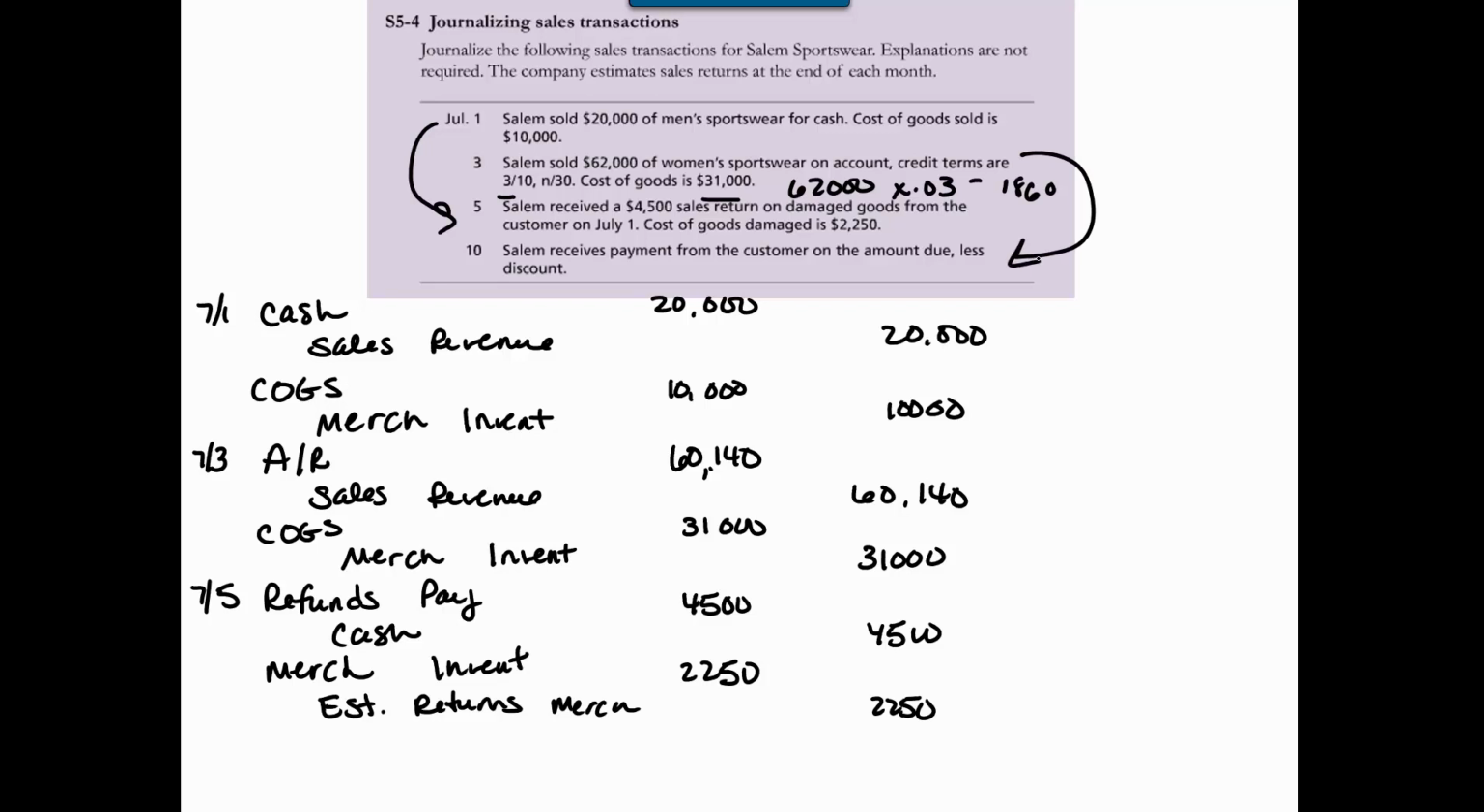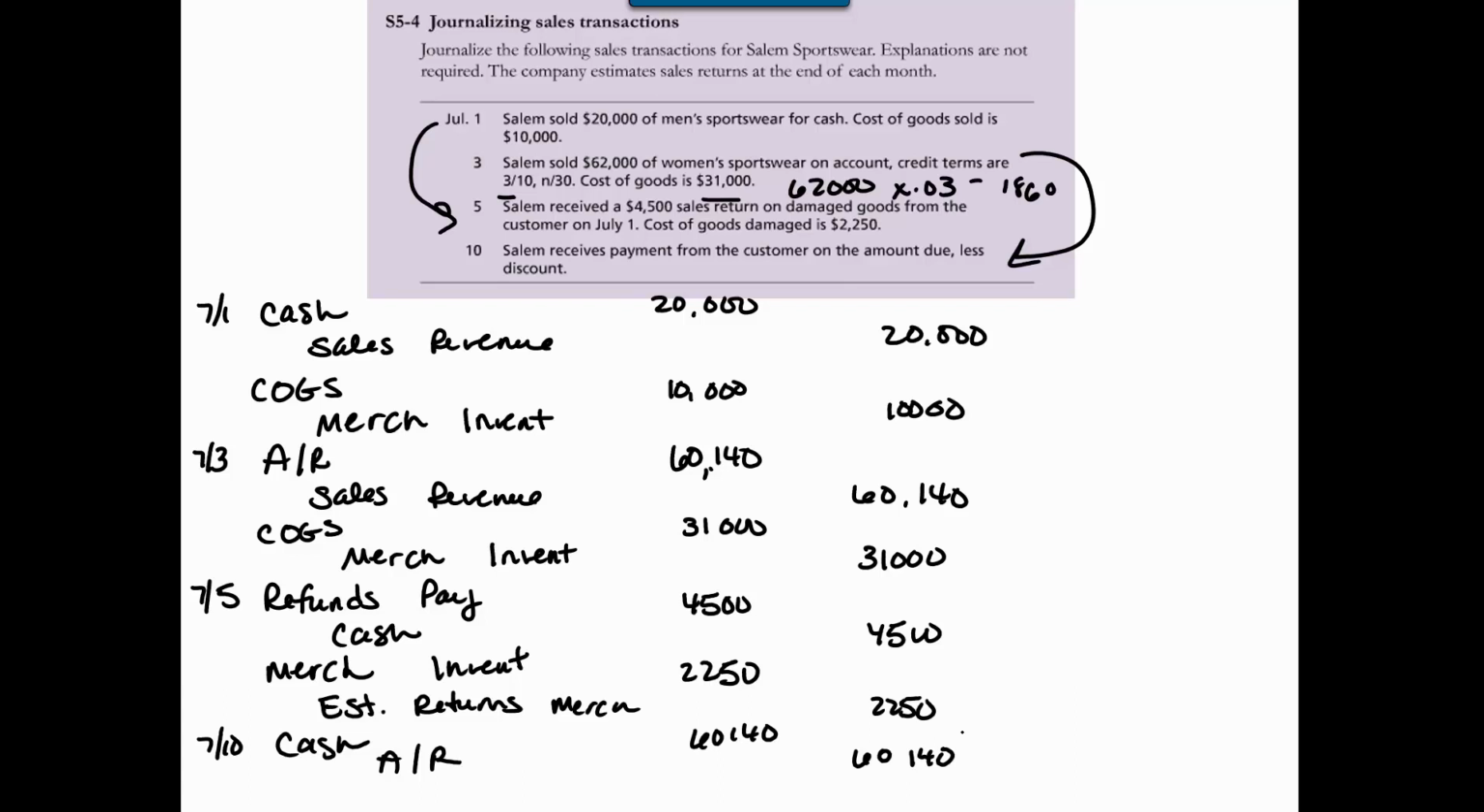They're paying me less the discount, and so they owe me $60,140 since they're taking the discount, and so that's what they pay me. So on 7/10, I just record that I received cash of $60,140, and I credit their accounts receivable $60,140, and that takes care of all 4 of those transactions.